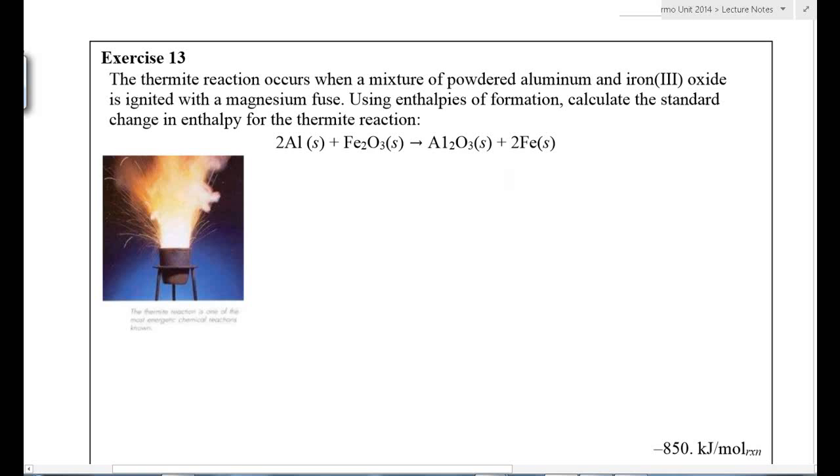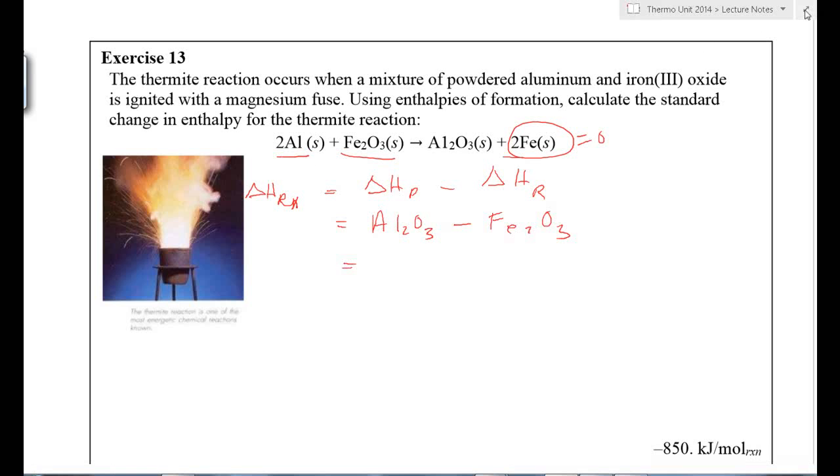Okay, so the change in enthalpy of the reaction is going to be the change in enthalpy of the products minus the change in enthalpy of the reactants. And in this case, the product is Al2O3. Iron is 0, right? Because it's an element in its standard state, minus Fe2O3. And these are enthalpies I'm talking about. This is also 0, right? So I have to go to my table of thermodynamic data.